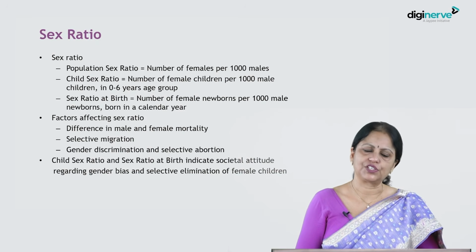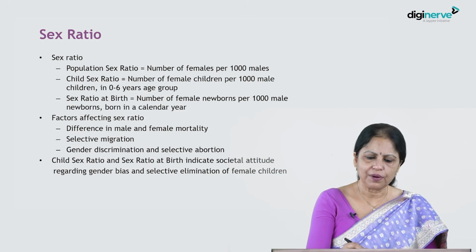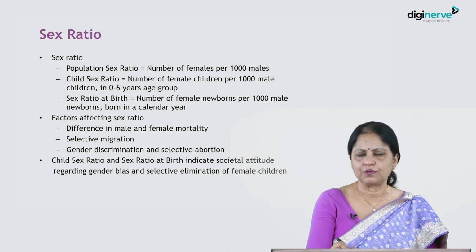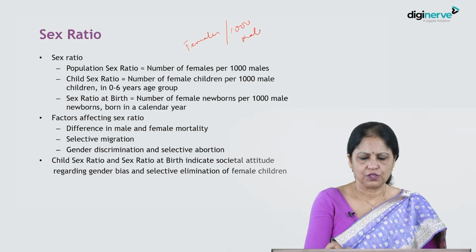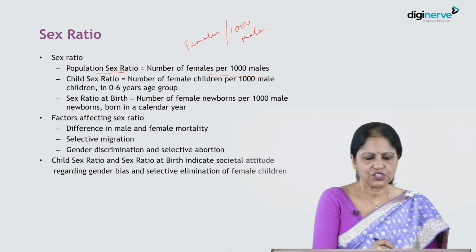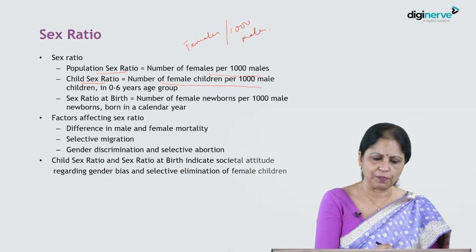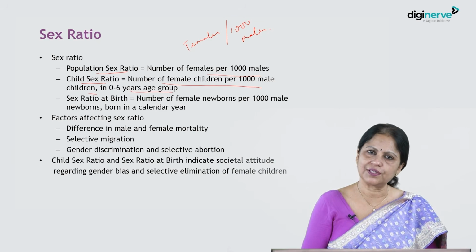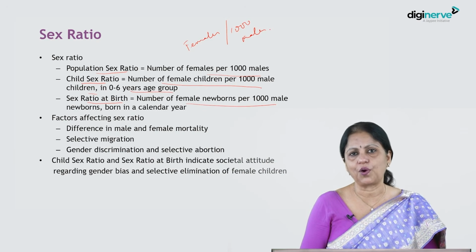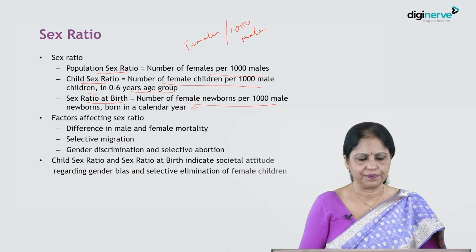Next is sex ratio. So what is sex ratio? Sex ratio means number of females per 1,000 males. So population sex ratio is the number of females per 1,000 males. Child sex ratio is the number of female children per 1,000 male children in the 0 to 6 year age group. Sex ratio at birth is the number of female newborns per 1,000 male newborns in a calendar year.